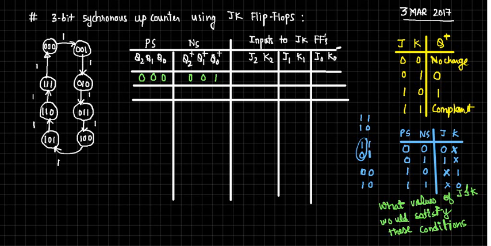Okay, so let's take the first step as 0 0 0. We want the next state to be 0 0 1. But we want to use JK flip-flops. So when can we obtain that 0 0 1? What should be the inputs to these JK flip-flops? Let's decide. How many flip-flops are required?